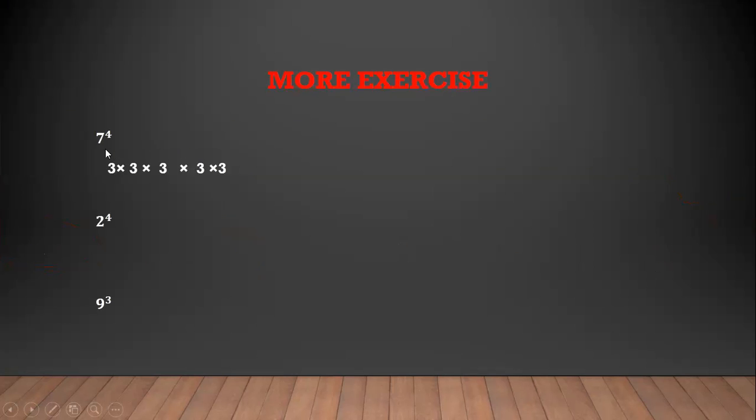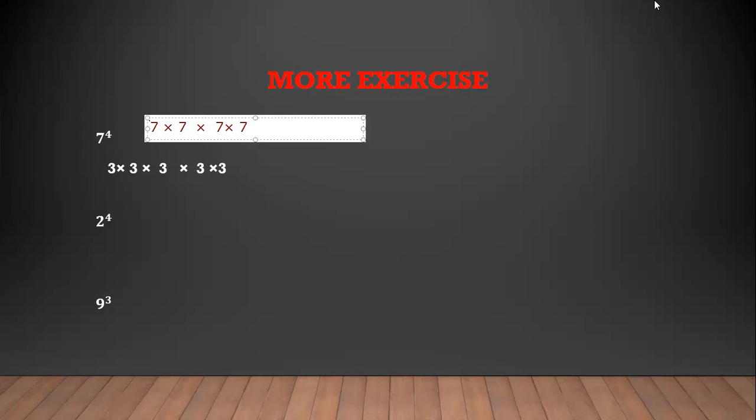More exercises. 7 power of 4. 7 power of 4 means 7 is repeated how many times by itself? 4 times. 7 times 7 times 7 times 7. 7 power of 4 is equal to 2,401.